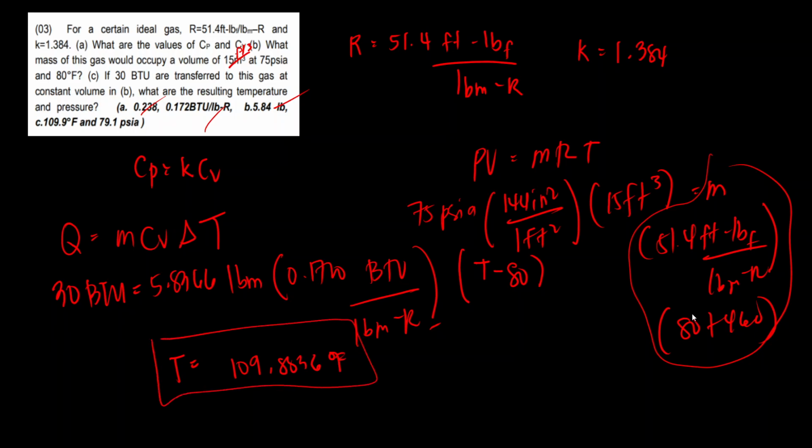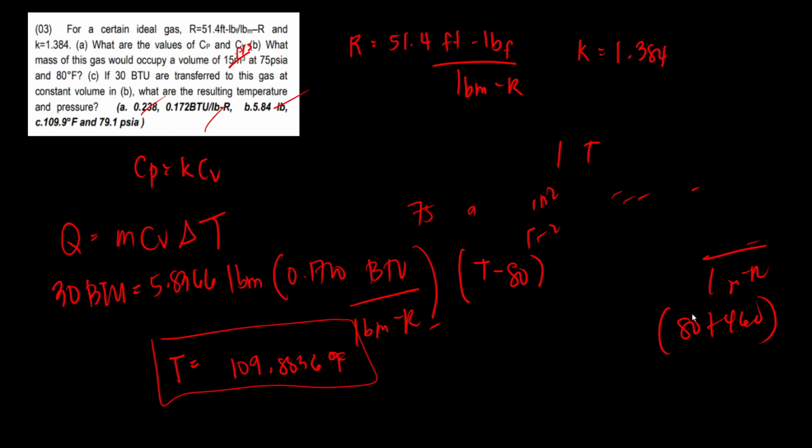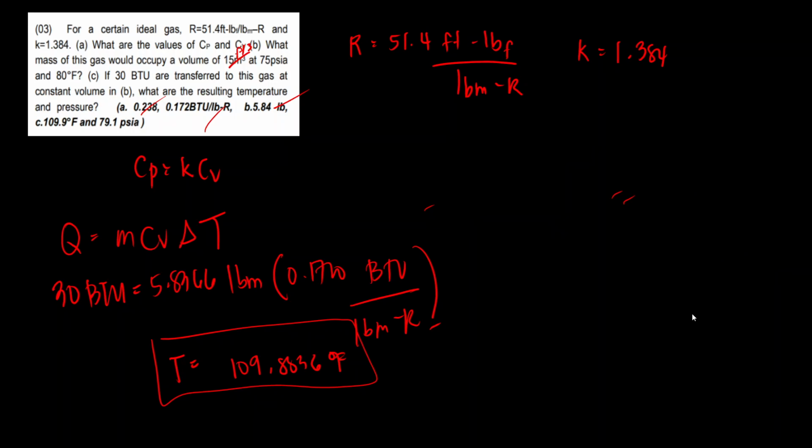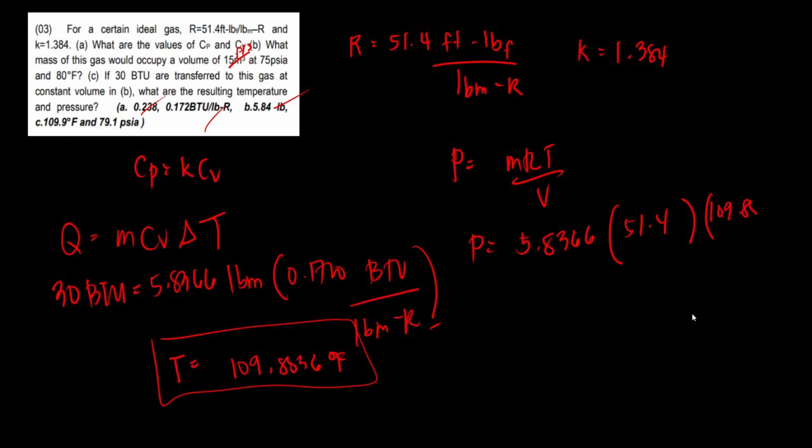If this is the temperature, kunin natin yung pressure by using PV = mRT ulit. Okay, sabi niya, constant volume. So, hindi magbabago yung volume natin. The same pa din. Hinahanap naman natin is the pressure. Pressure is equals to mRT over V. So, P is equals to 5.8366, R is 51.4, temperature is 109.8836 plus 460, all over the volume, which is 15 feet cube.